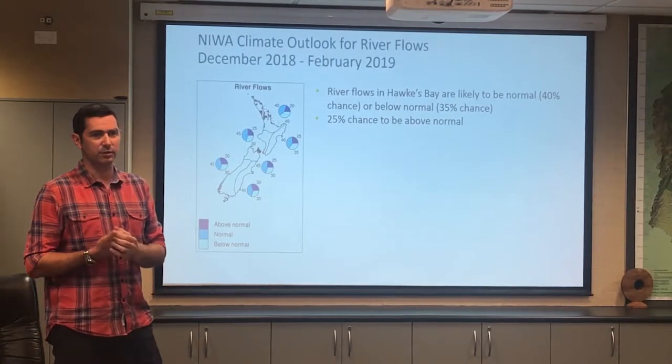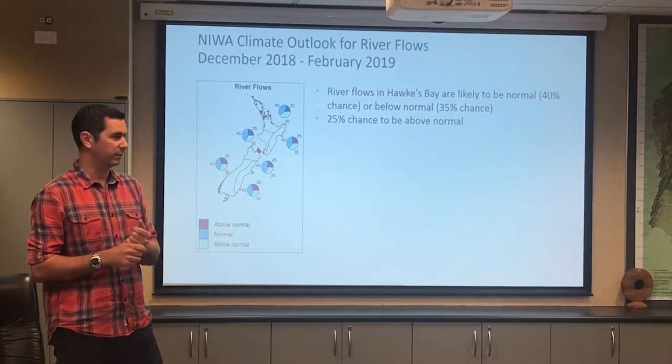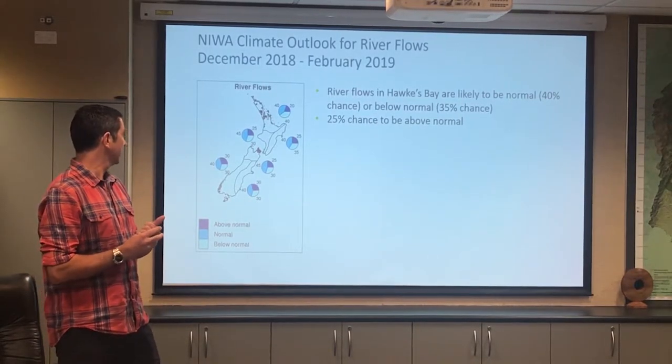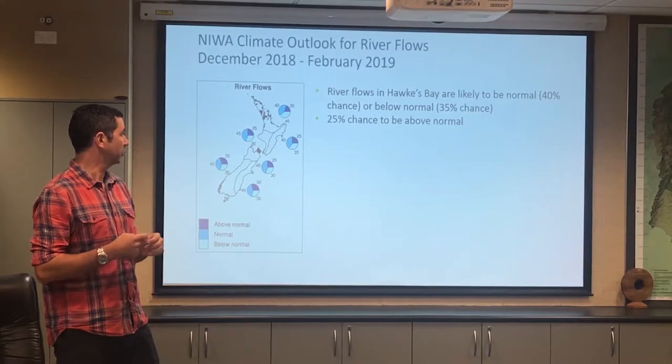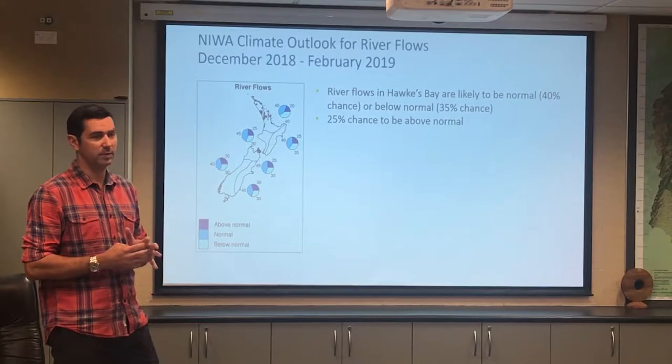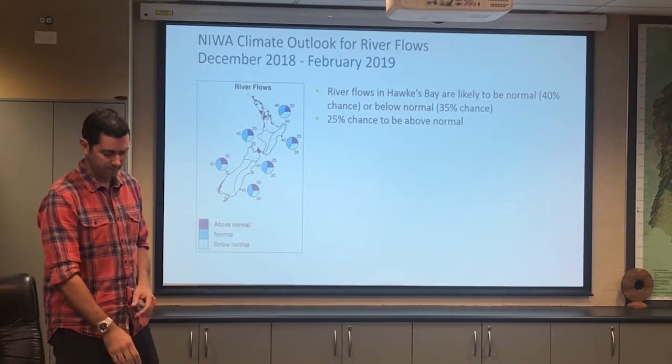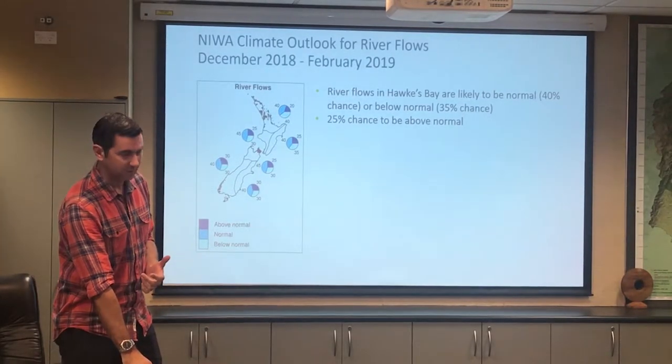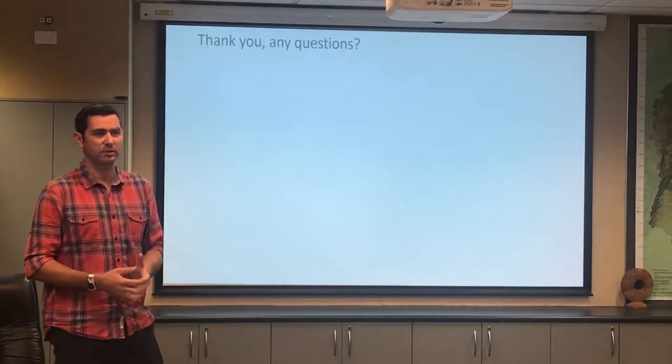And then moving into the outlook for the next few months, which is based on NIWA's climate outlook. River flows are likely to be normal or below normal, 40 to 35% chance, and less likely to be above normal. So that's a quick summary on flows. Anyone got any questions?